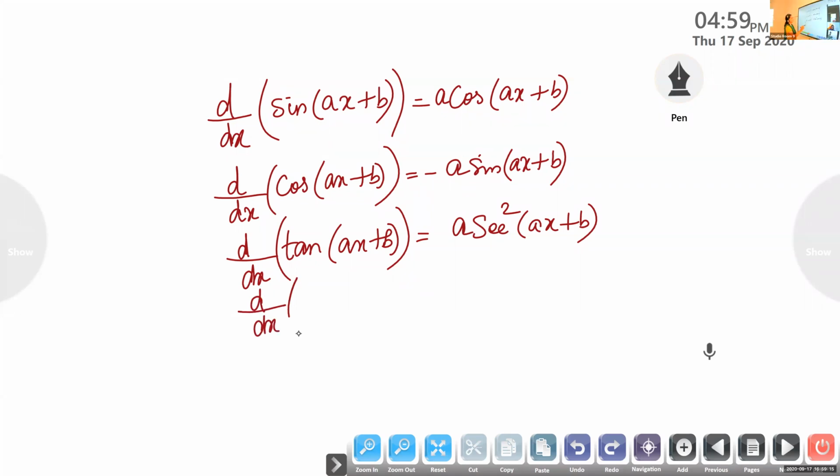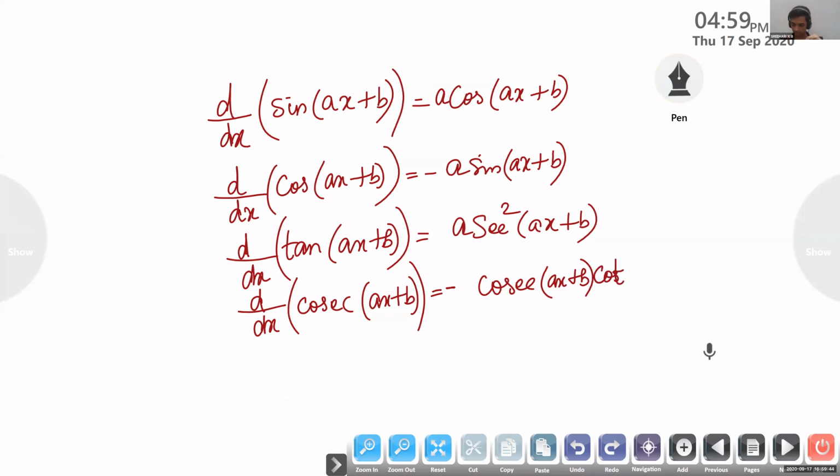So what about the derivative of cosec of ax plus b? Srihari. Minus cosec into cot, cot of ax plus b, into a. What's the derivative of cosec x? Minus cosec x into cot x. Okay, very good, into a. Is it clear, children? Is it okay, Annette?